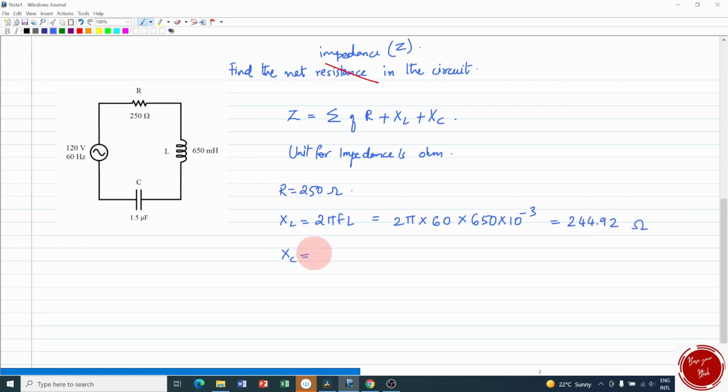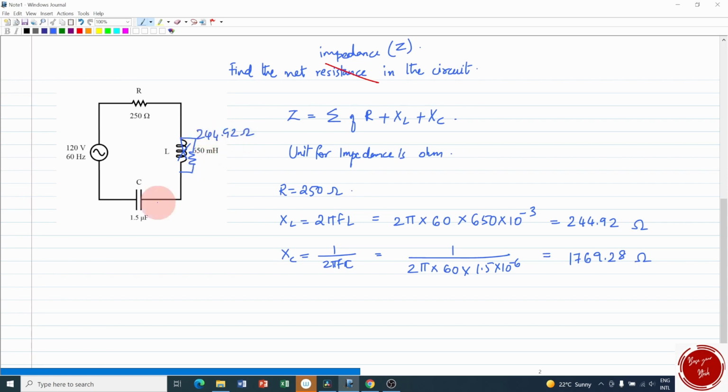Now XC is equal to 1 by 2 pi FC. 1 divided by 2 pi into the frequency of the AC signal, which is 60, and the capacitance value for the capacitor is 1.5 into 10 raised to minus 6. Value comes about 1769.28 ohms.